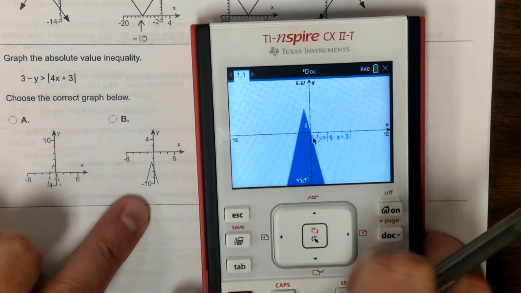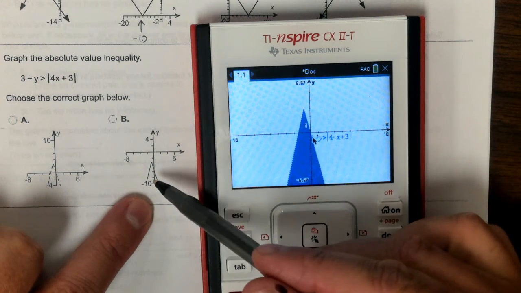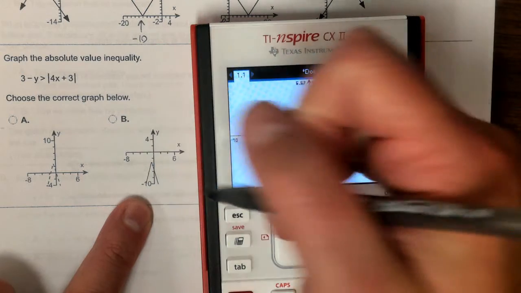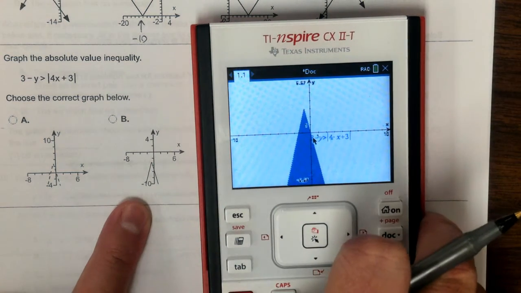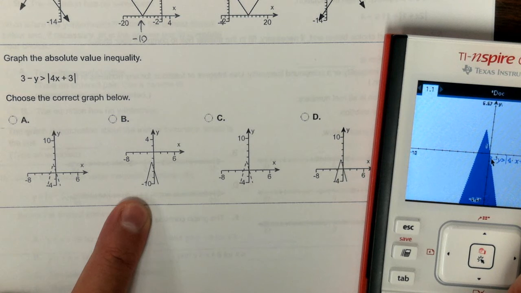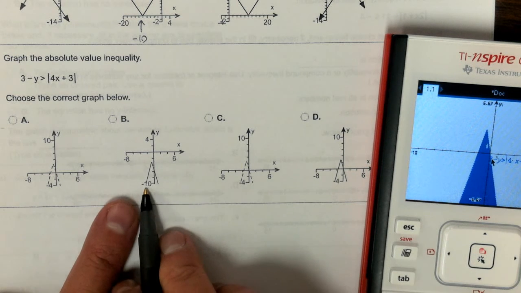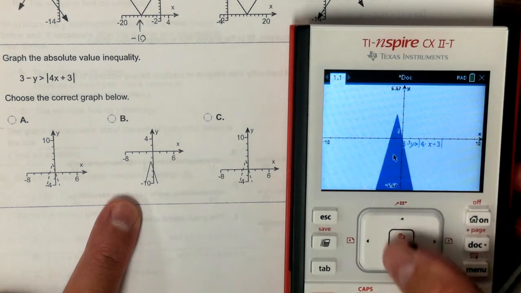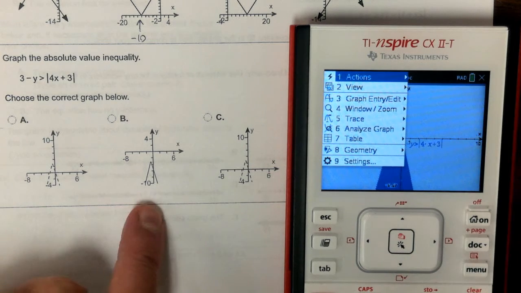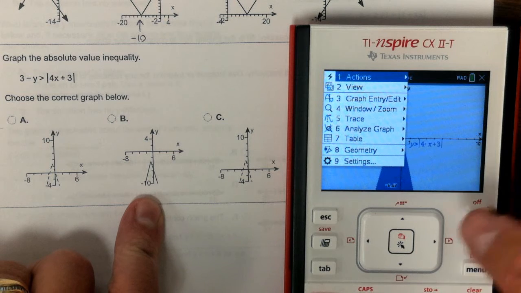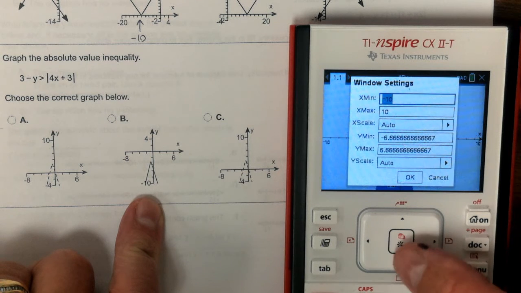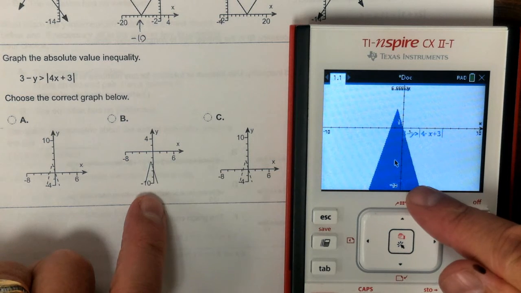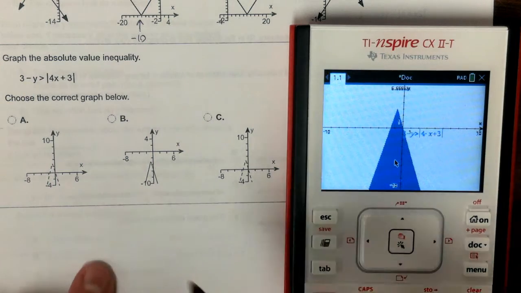So that's going to be this one. Okay, this one has negative 10 down here. This one has negative 4 down there. So let me go to my window and see which one between them. Window settings. If I have this as negative 10, that's higher up, and so it's not B.